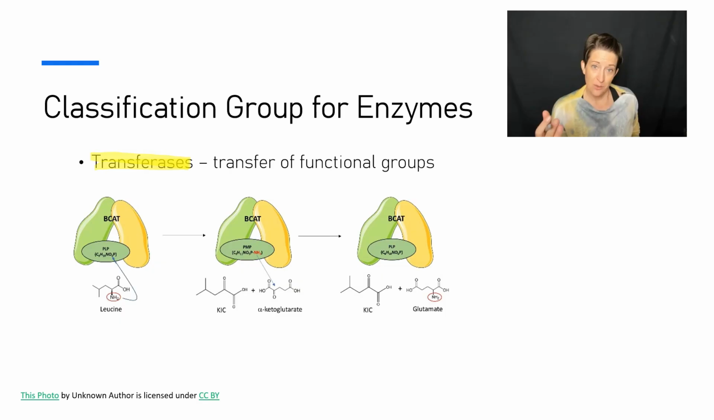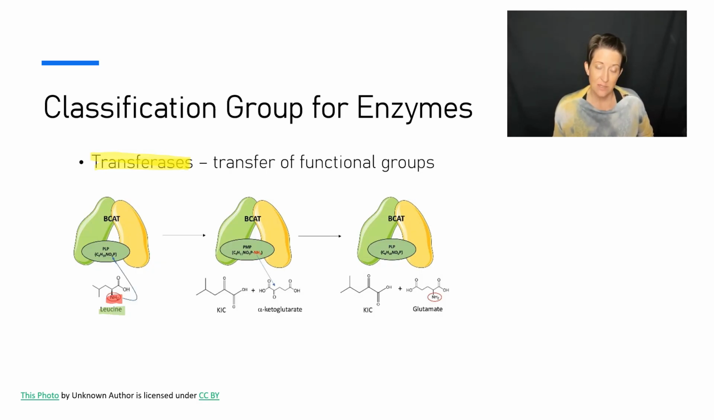Here, we are actually going to dive a little deeper into this reaction in a later video when we look at transamination, or the digestion of an amino acid. But what this means is it's going to transfer a functional group. Here, leucine is an amino acid. On that amino acid, we've got that amine group. So this enzyme is called a branched chain aminotransferase. So that's the BCAT.